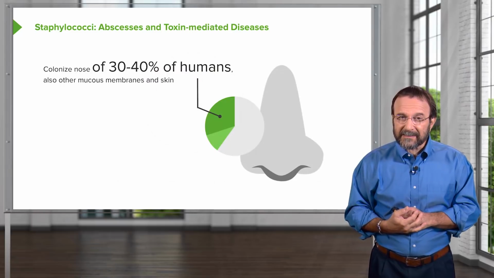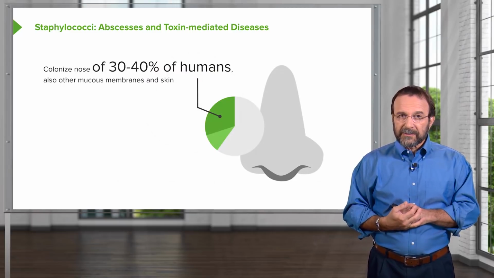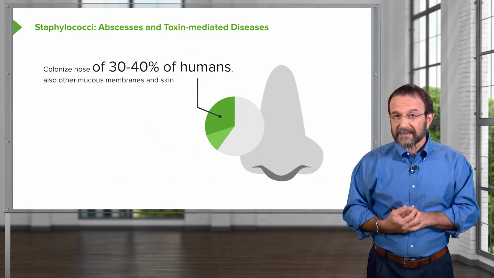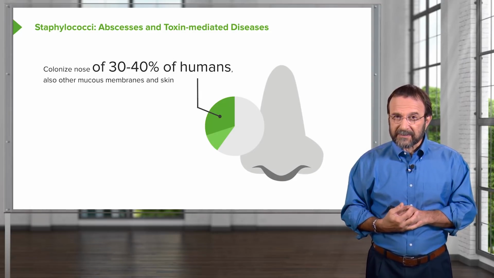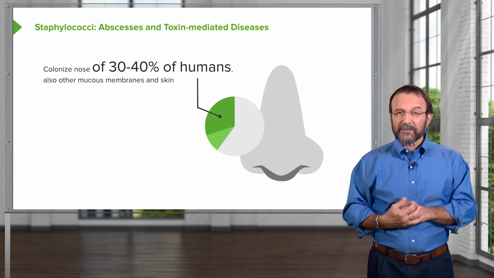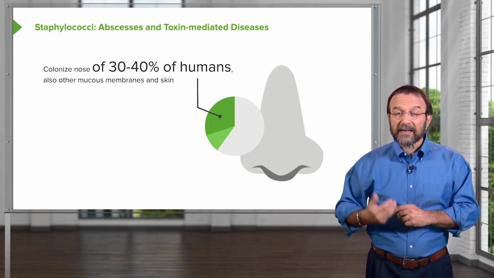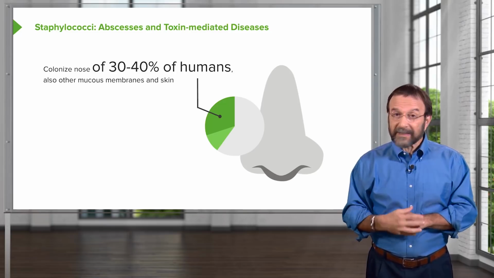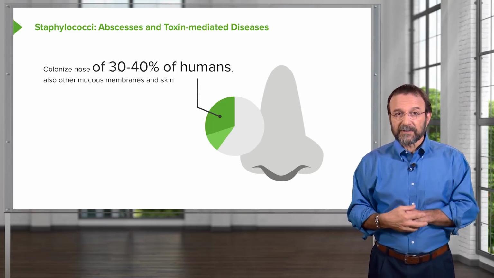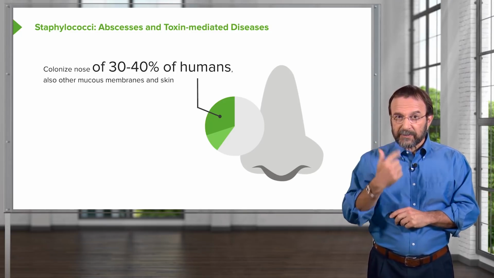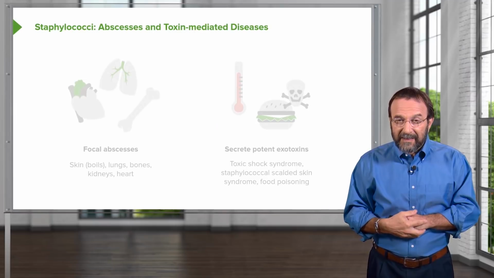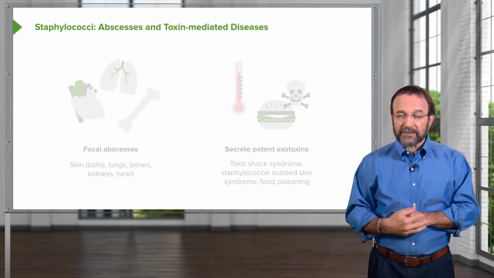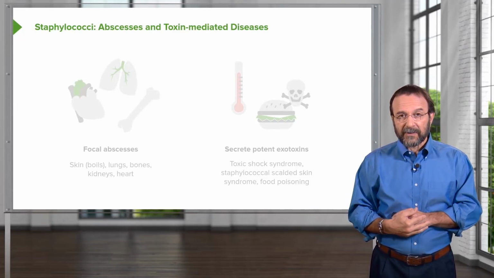Staphylococci colonize the nose and other mucous membranes and the skin of 30 to 40% of humans. 30 to 40% of people are carrying these bacteria as part of their normal flora. Not everyone, all right, but some of them do. In your nose, mucous membranes, even on your skin. These bacteria, nevertheless, under some situations, can cause a variety of diseases.